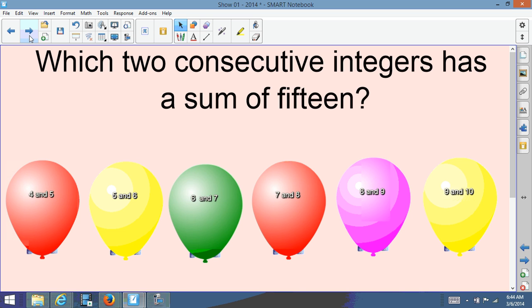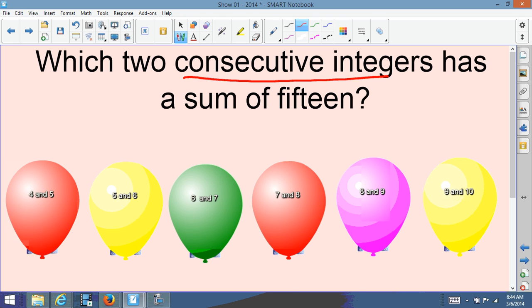Which two consecutive integers have a sum of 15? Consecutive integers are numbers that come right after each other, and sum means that the answer has to add together. So we want two numbers that add together. Let's see. 5 plus 6 is 11. That's not it. Let's try 7 and 8. That adds up to 15.